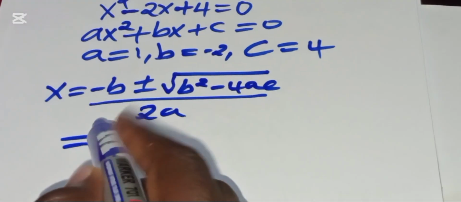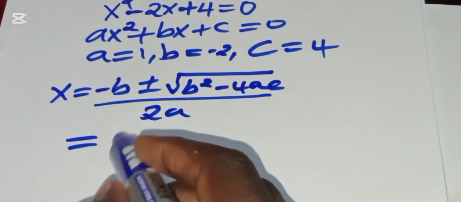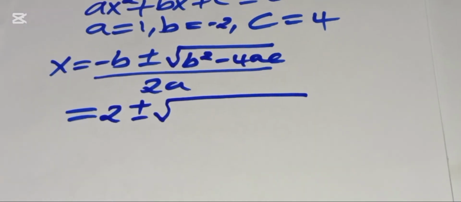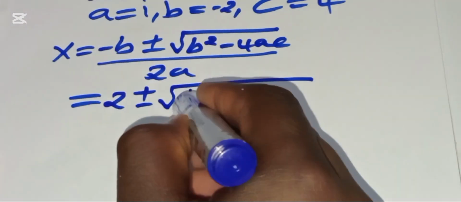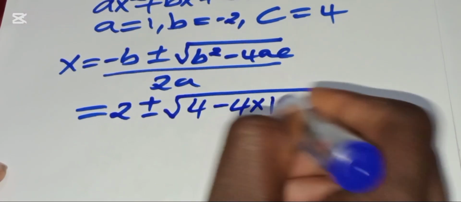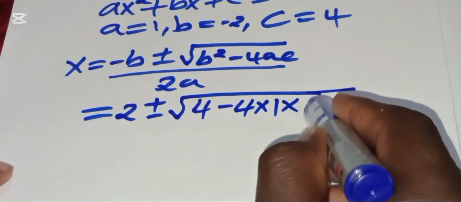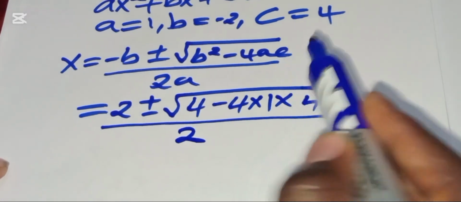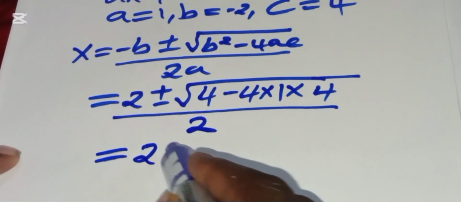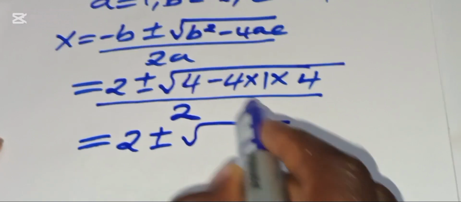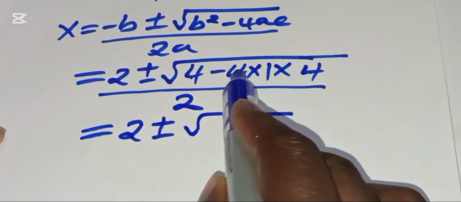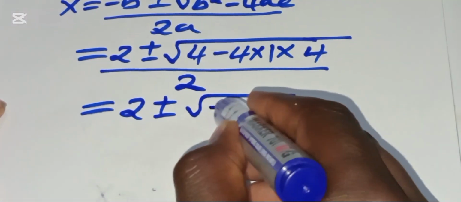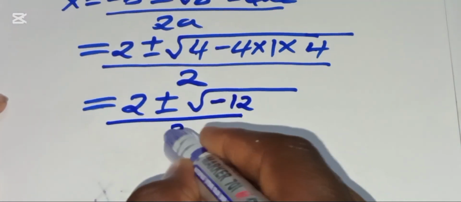So let's substitute this quickly. So -b is negative times -2, which is 2, plus or minus the square root of b squared, which is -2 squared, which is 4, subtract 4 times a, which is 1, times c, which is 4, divided again by 2 times 1, which is 2. So this is equal to 2 plus or minus the square root of 4 subtract 4 times 4, which is 16. 4 minus 16 is -12, divided again by 2.